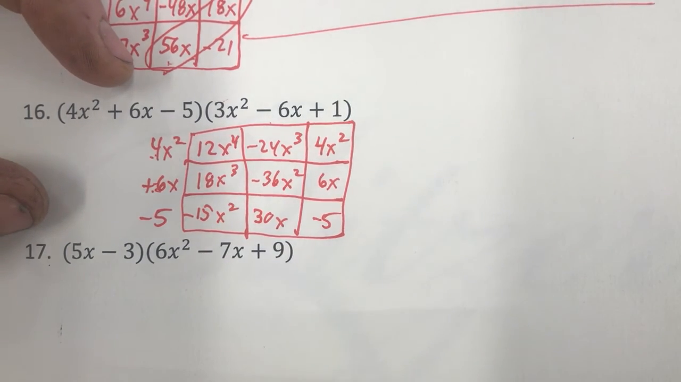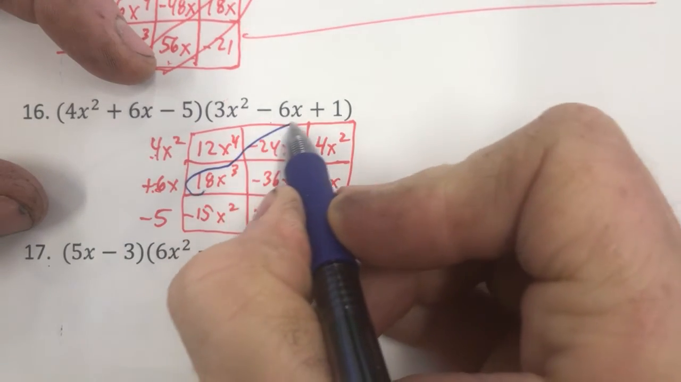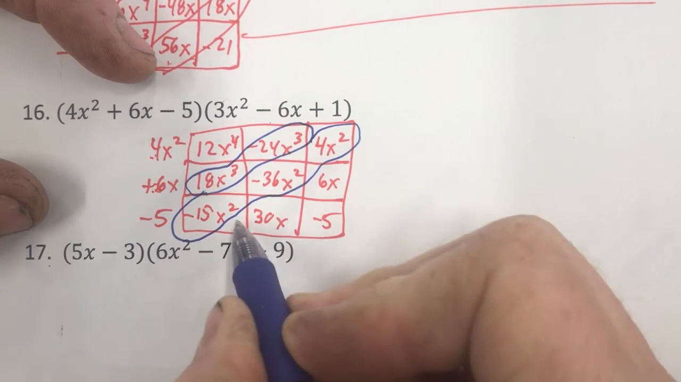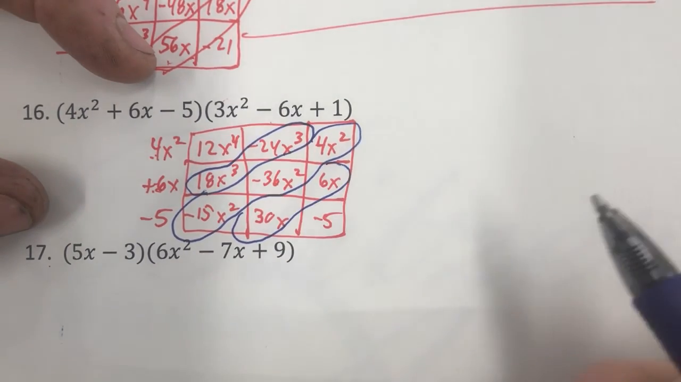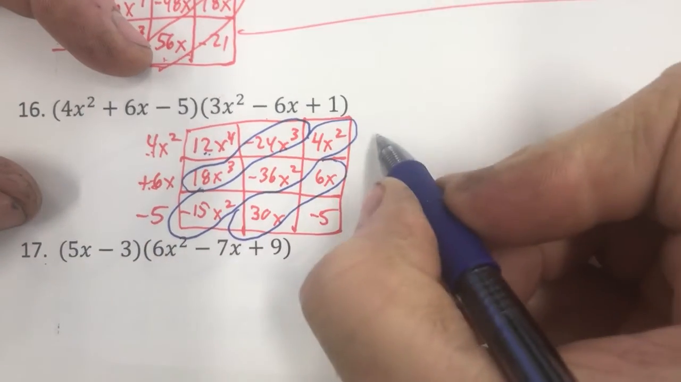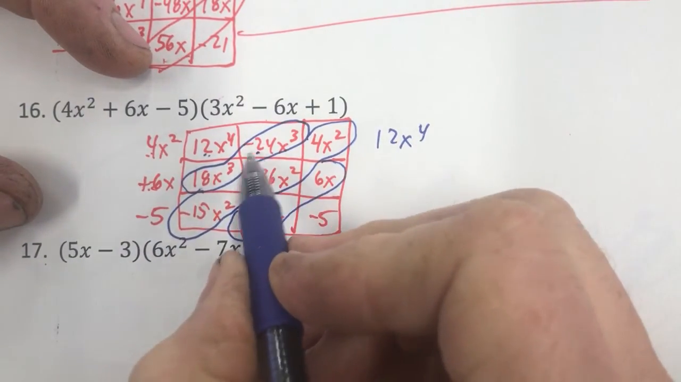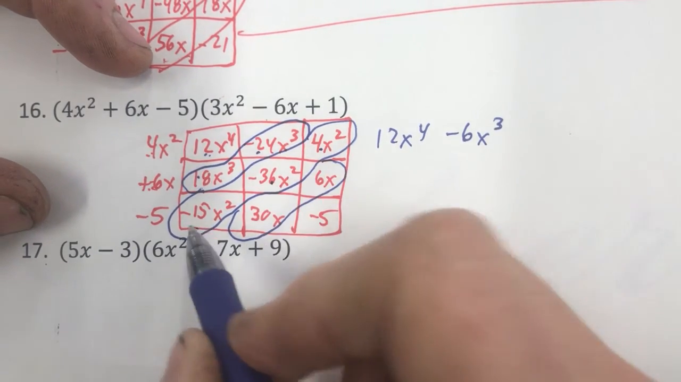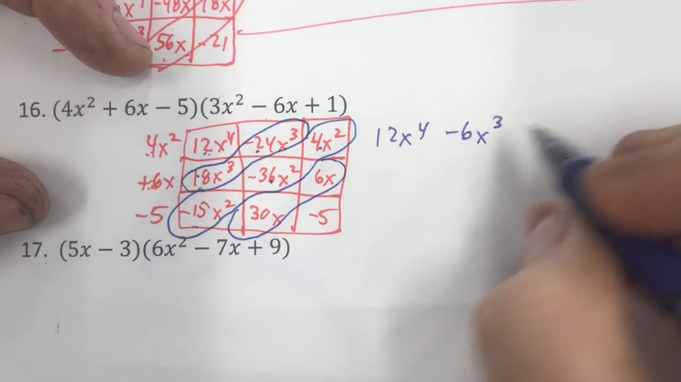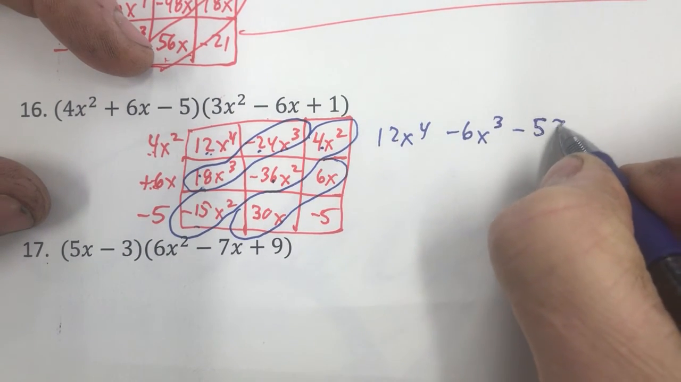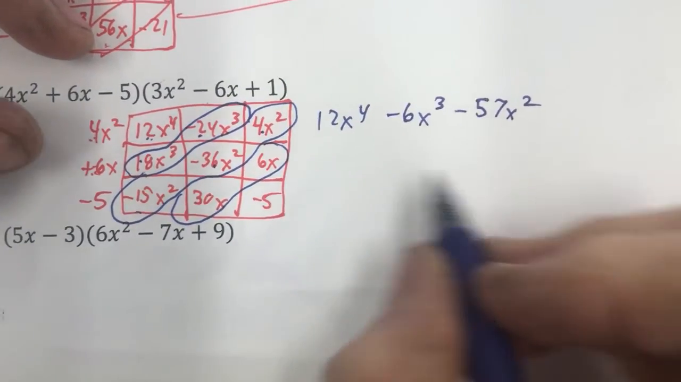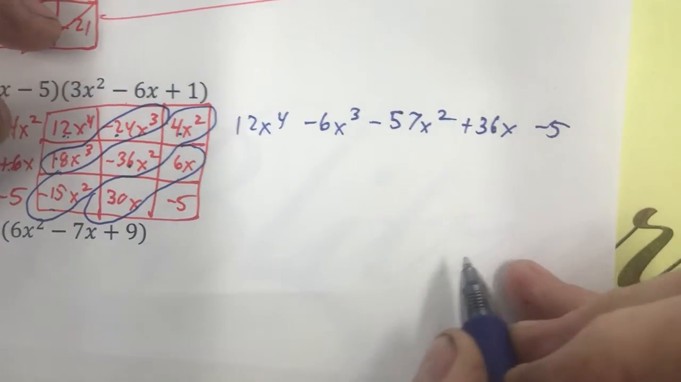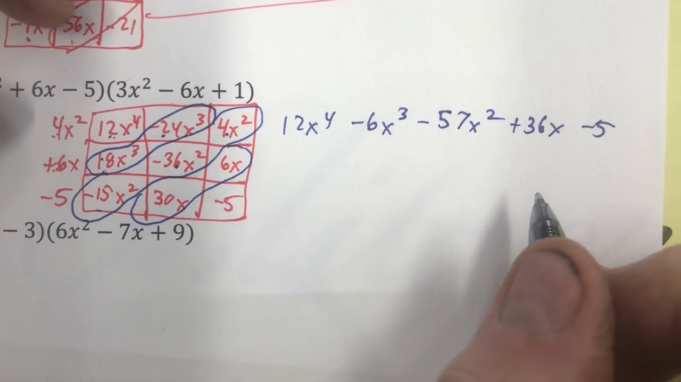Okay, now, looking diagonally, these two right here are x to the 3rds. These are all x squareds. And then these here are x terms. So I've got 12x to the 4th. -24 plus 18 is -6x to the 3rd. 4 plus -36 plus -15 would be -47... -57. Okay, 6 plus 30 would be plus 36x, and then minus 5.